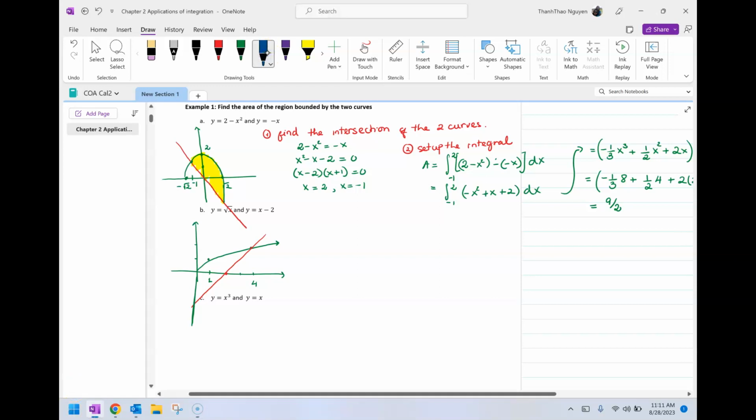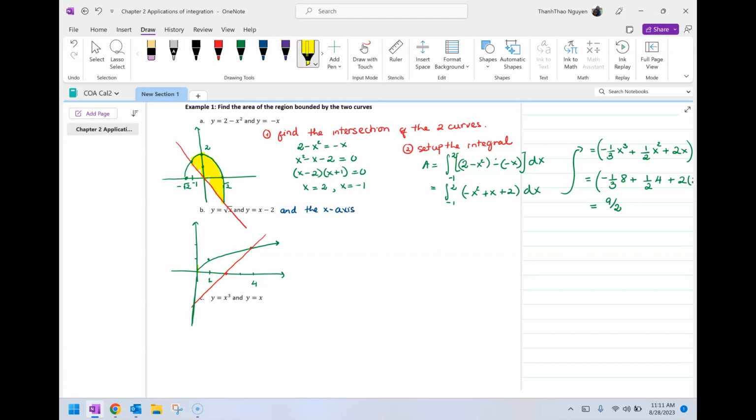Let's add a little bit into the instruction. We want to find the area of the region bounded by the curve y equals square root of x, y equals x minus 2, and the x-axis. So the region under the curve that we are looking for is this region.